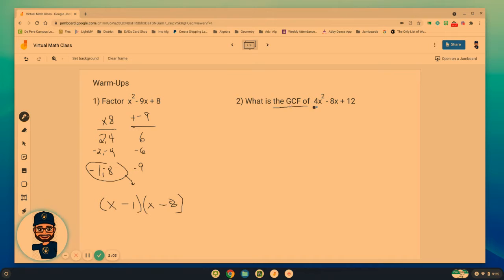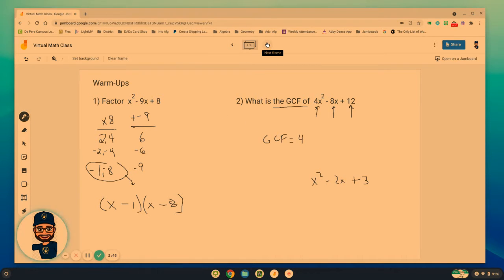Well, remember, greatest common factor is a number and letters that go into all three terms. So what goes into 4, 8, and 12? That would be the number 4. And then we want to check, do they all have an x? Nope, the last one does not. So our GCF is equal to 4. And if we took it out, we'd have x squared minus 2x plus 3 left over. If I divided each piece by 4, that's what we'd have left over. So there's your GCF.